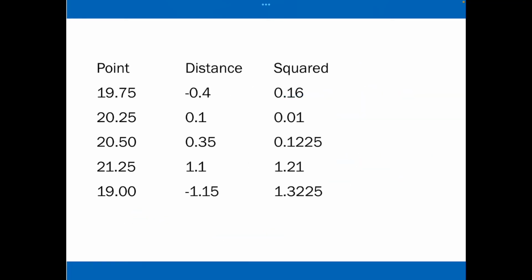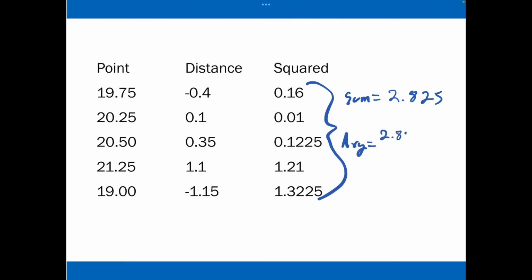So here we are, we found the points, we found the distance between the point and the center of all of our data, and then we've squared those distances. Now all we want to do is take an average of these distances. So that means we're going to start by summing all of these together. And I'll let you do that on your own, but know that the answer is 2.825. And then once we have that sum, we simply find the average. And so the average is that sum divided by 5, which in this case is 0.565.